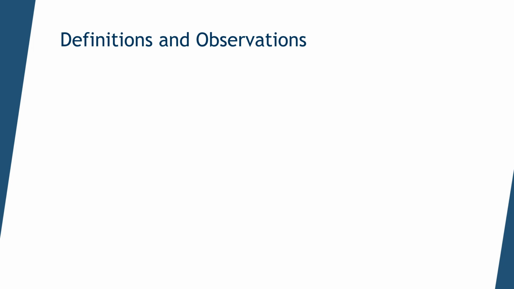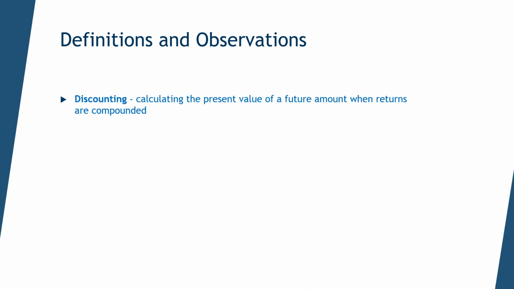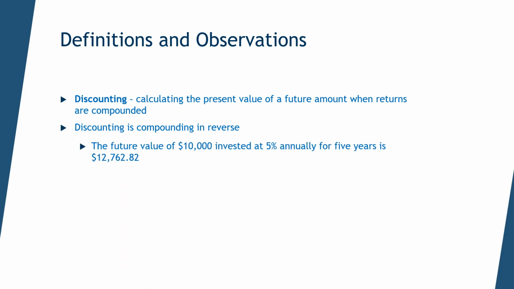So looking at some definitions, discounting is simply the present value of a future amount when returns are compounded. And as I had said earlier, this is like compounding in reverse. Basically, we're just taking that same idea, but we're working from the future to the present.